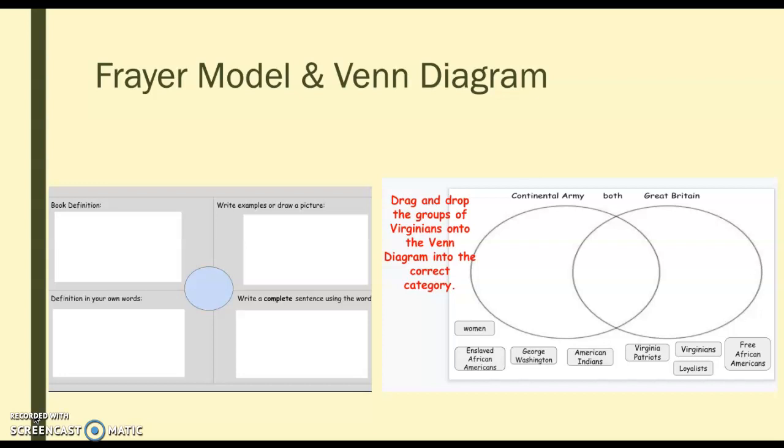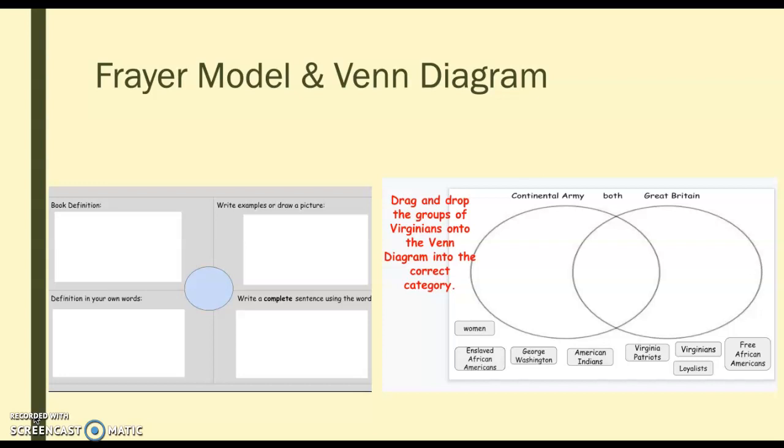Next, in the top right corner, they would write examples or draw a picture. Some students, including the gifted kids, decided to do both. And then below, they would write a complete sentence using the word, which would show their literacy skills of writing a sentence as well as their understanding by being able to use the word in a sentence.